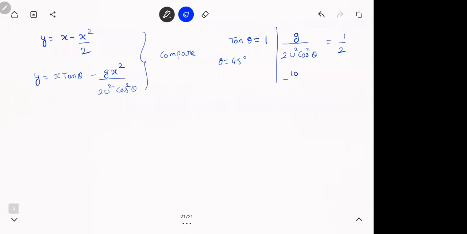So g is 10, 2 u square I don't know. Cos square theta is cos 45, so 1 by root 2 ka whole square is half. 2 goes off. So u square will be 20. u is root 20. That is the speed. Once you get u and theta, actually you can find the range and H max.